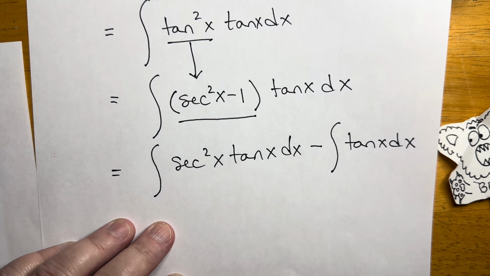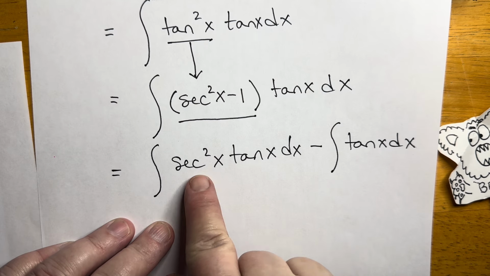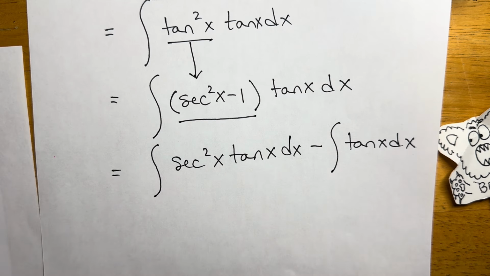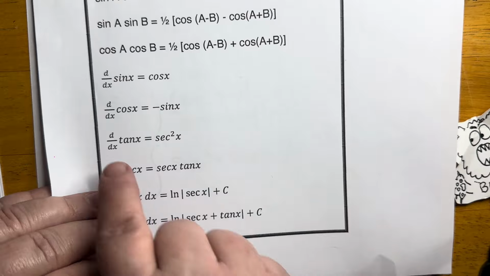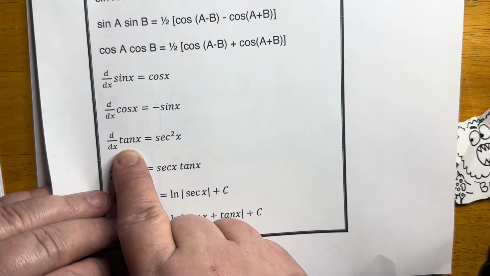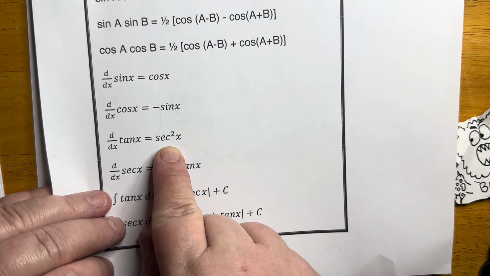Now, a lot of people might think, oh, is it just like sines and cosines? We've got squared and a plain one, and then we just do a u substitution. And the answer is kind of. But I want to point out the derivative of tangent is secant squared.